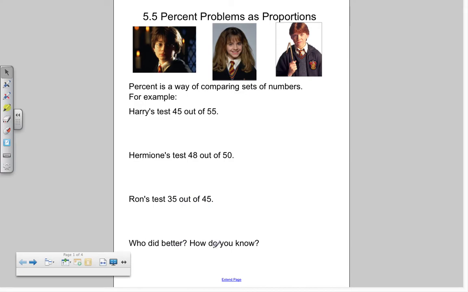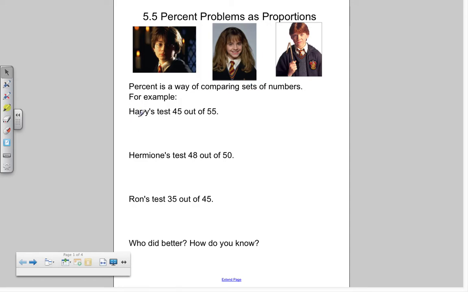This happens a lot in real life where you have a bunch of data that's hard to compare. Harry's test was out of 55 points, Hermione's test was out of 50 points, and Ron's test was out of 45. So it's not really easy to see who did better. One way is to use percent to compare the sets of numbers. It's a really good way, and you'll see it all over the world when you start looking for it. Percents are everywhere.